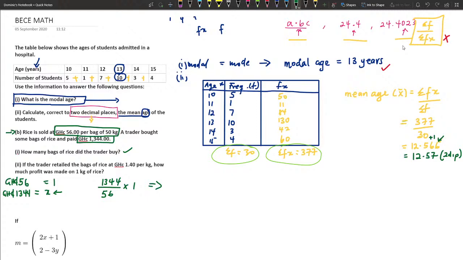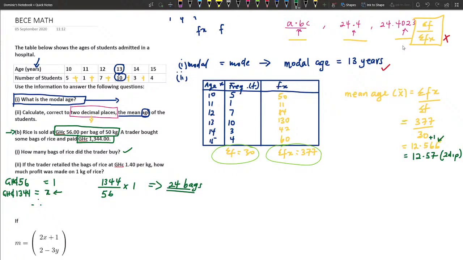So let's, okay, this should give us 24. So 24 bags. With this one, another thing you need to do is that you don't just write 24. You say therefore, 1344 Ghana cedis can buy 24 bags, or therefore the trader bought 24 bags of rice at a price of 1,344 cedis.